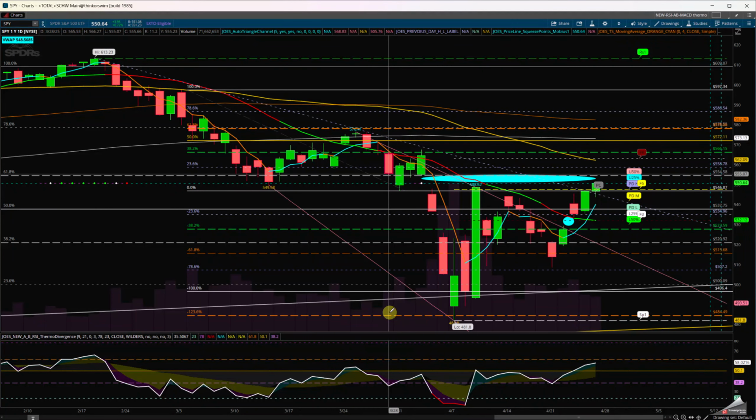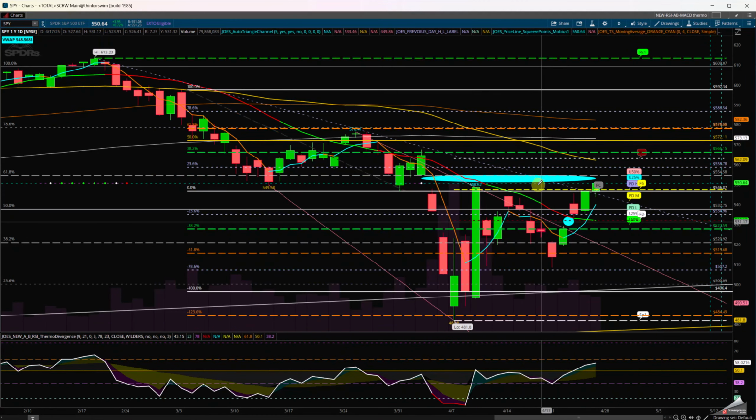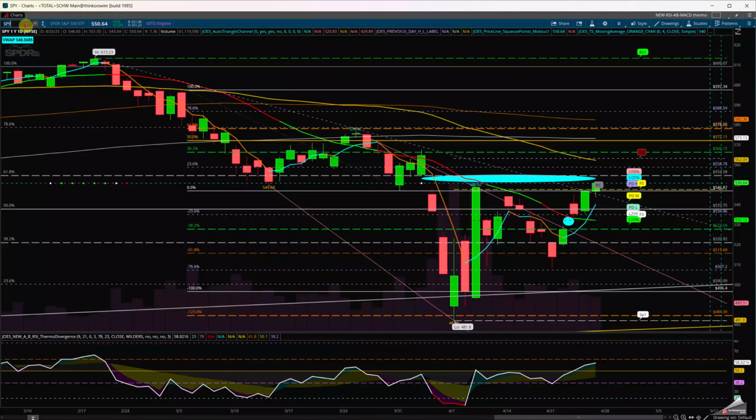and I extended the Fibonacci's to a minus 123. You can see the 123%, the 125%, lower, we reverse back up from the mean on the SPY.